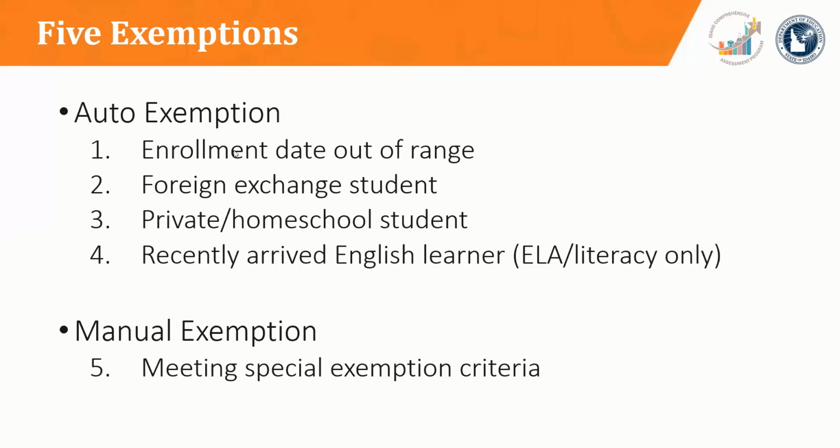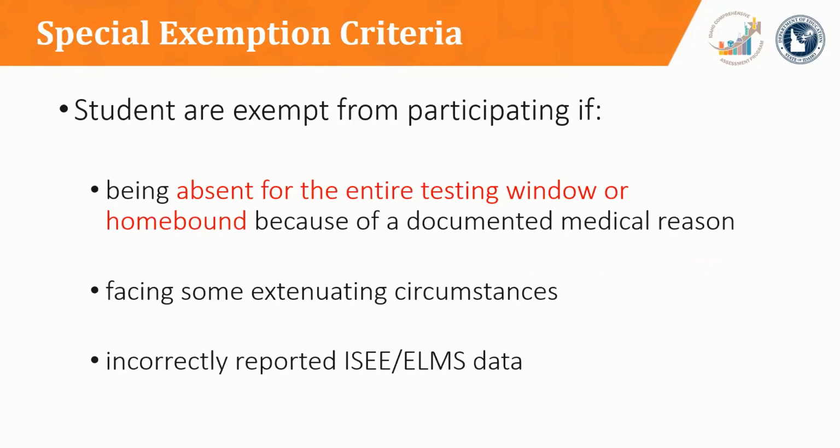These special exemptions need to be manually applied to the student, and the purpose of the appeals window is to manually apply these exemptions to eligible non-participants. So then what are those special exemption criteria?